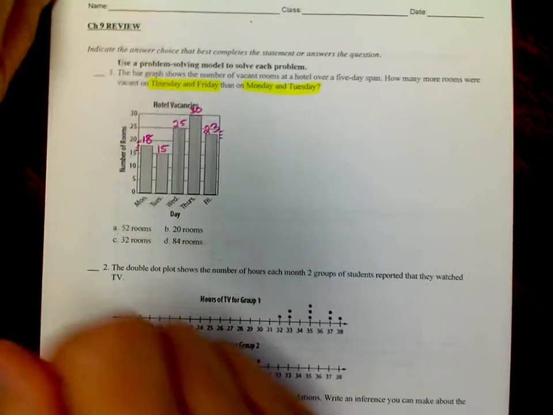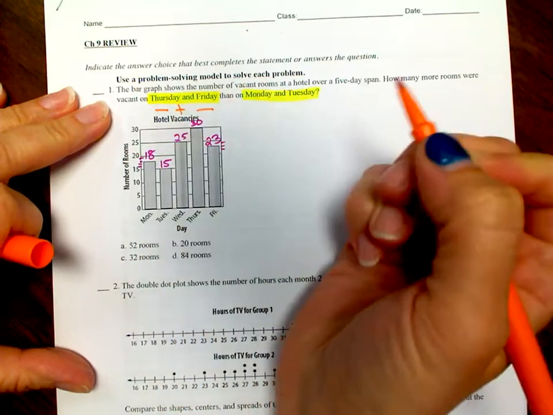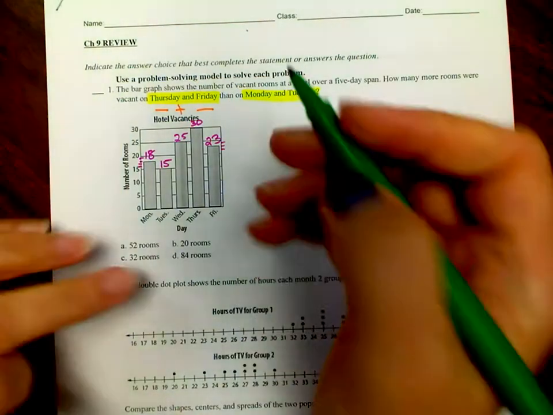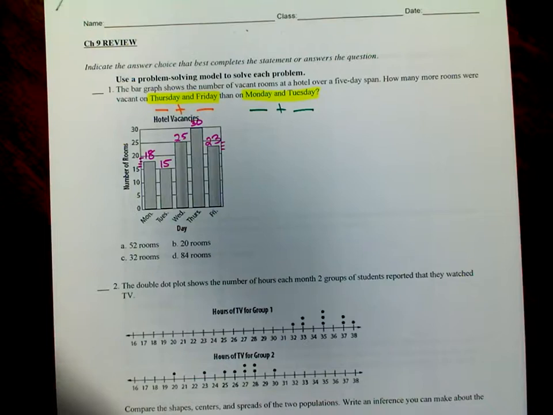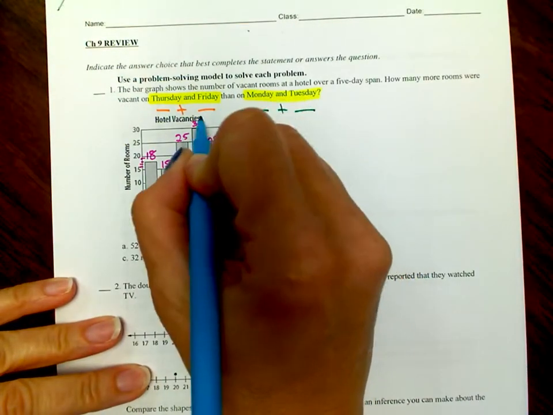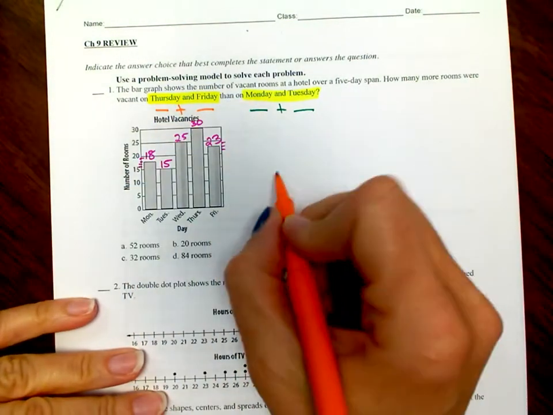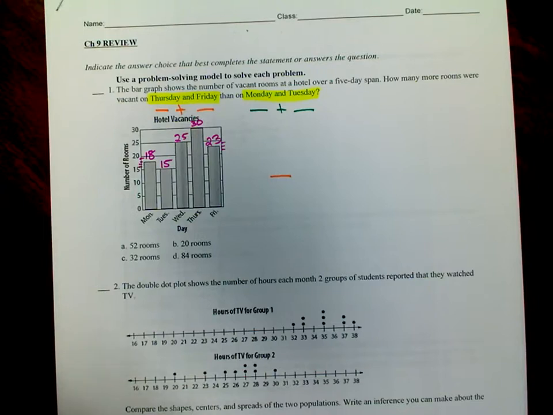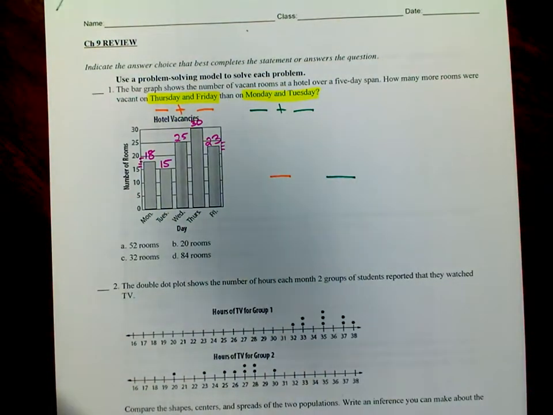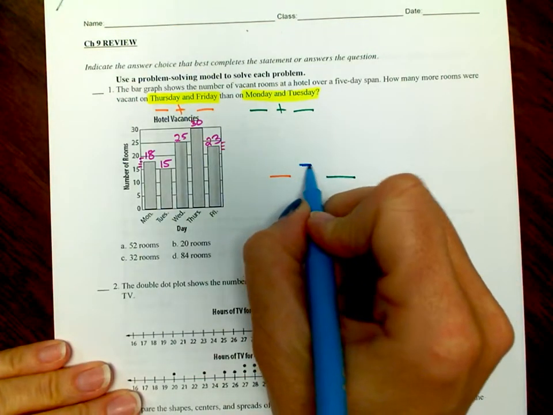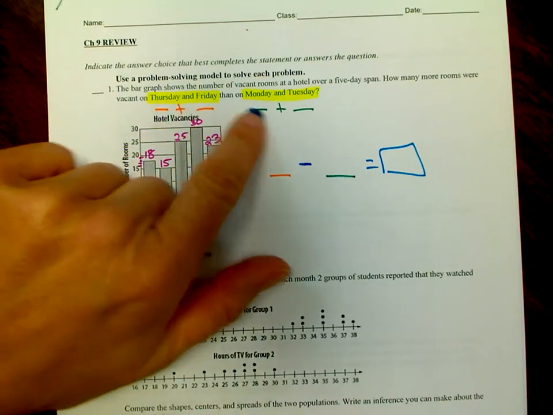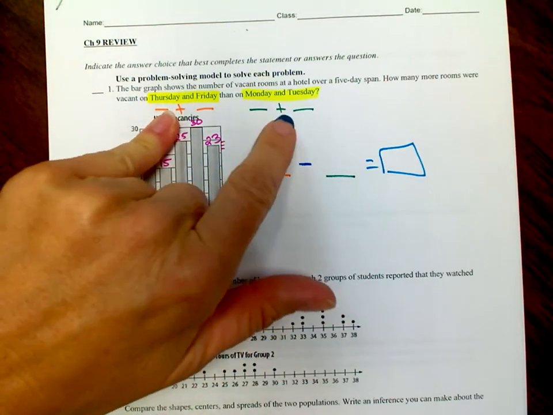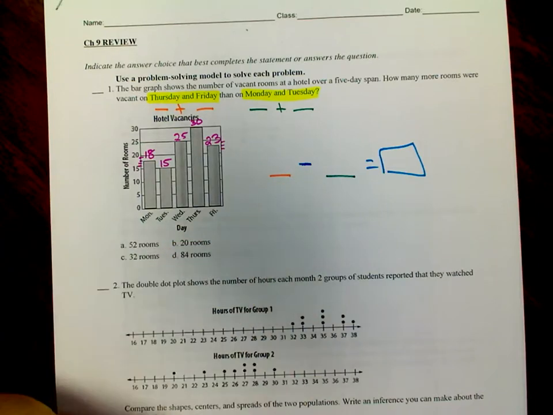So now you need to put underneath here Thursday plus Friday, and then put Monday plus Tuesday. Find the difference. Okay, so you're going to find the difference. So you would have the Thursday and Friday total here, and Monday and Tuesday's here. And when you find the difference, you're going to subtract. Okay? So find Thursday and Friday, find Monday and Tuesday. Add those Thursday and Friday together and Monday and Tuesday together. And then you're finding the difference.